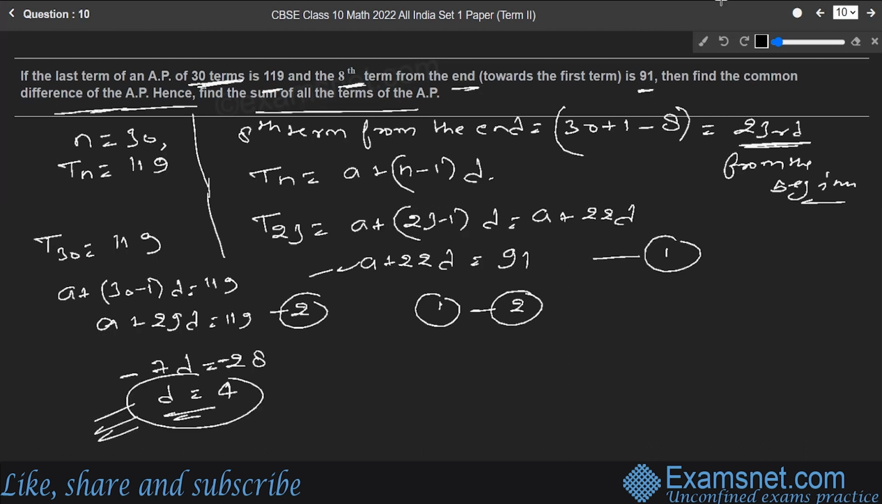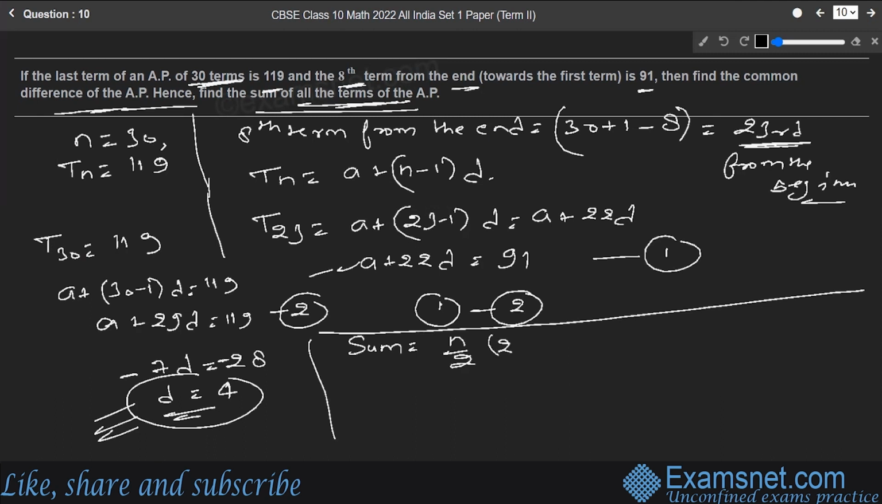And what else has he asked? He is asking to find the sum of all the terms of the AP. So we need to know the sum formula. Sum of AP is n by 2 times 2a plus n minus 1 d. This is also a formula. Another simpler formula can also be used: sum is n by 2 times a plus l, where l is the last term. Let us use this one because this seems to be easy.